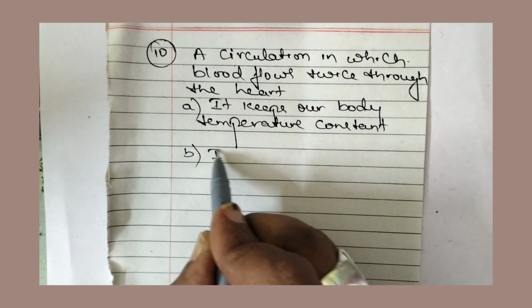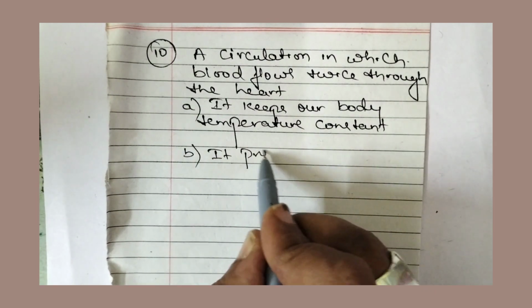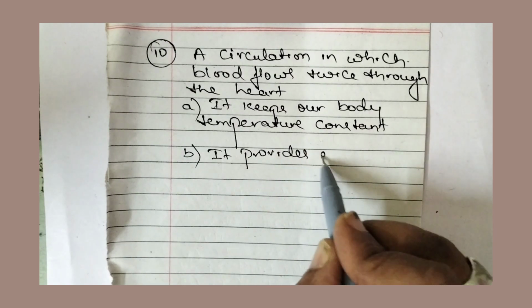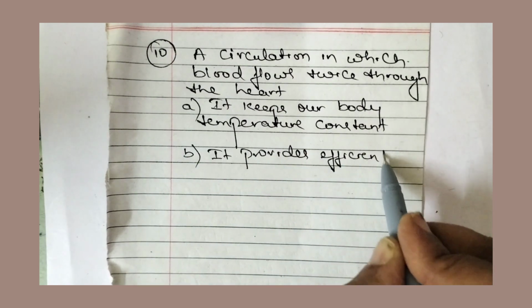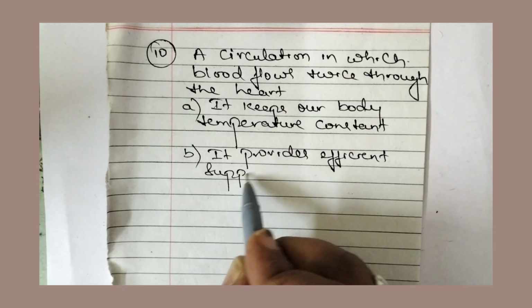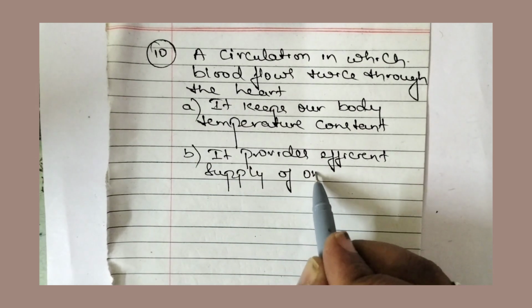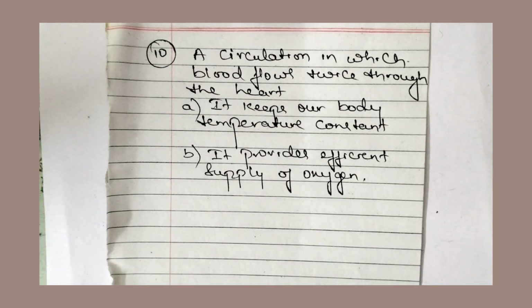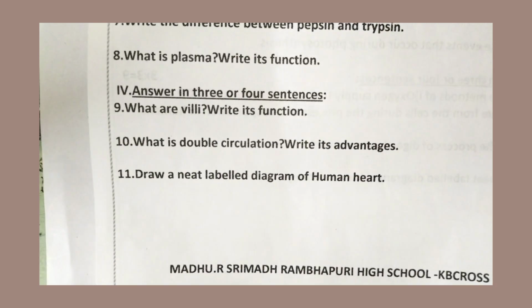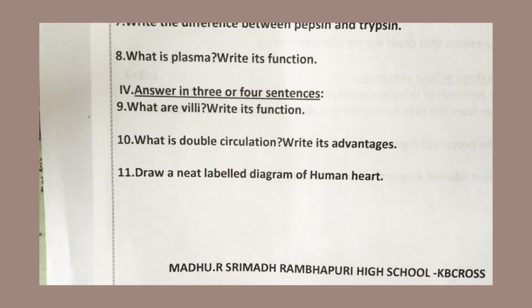Second, it provides efficient supply of oxygen. So this is about double circulation and its advantages. The last question is: draw a neat labelled diagram of the human heart. So by this we have successfully answered all the questions related to unit test paper 1 of life processes. In the next video we are going to answer unit test paper 2.